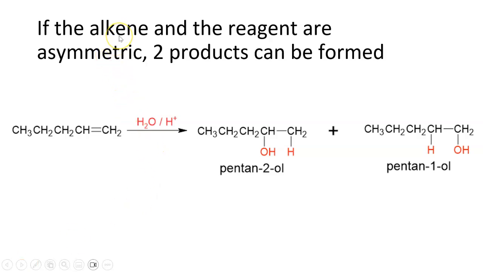If the alkene and the reagent are both asymmetric, two products can be formed. So if we have here pent-1-ene with a double bond between the first and second carbon, and we're adding water, which is asymmetric, and an acid catalyst, either the OH can go onto this carbon and the H to this carbon to make something called pentan-2-ol, or the OH can go onto this carbon and the H can go onto this carbon to make something called pentan-1-ol.